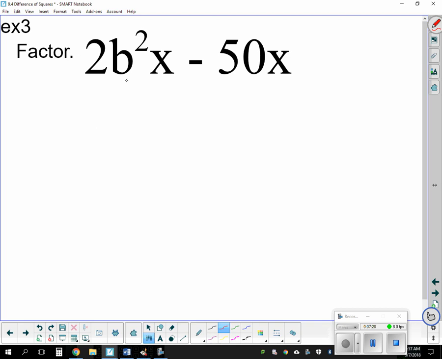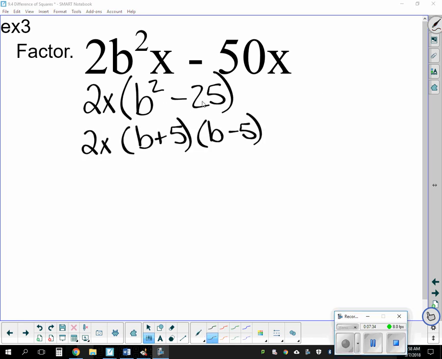The GCF in both terms here is 2x. That leaves you with b squared minus 25. Pause the video, see if you can finish that. That was in fact a difference of squares, b and 5s. Okay, hopefully you got that right. Don't forget to include the 2x as part of your answer.